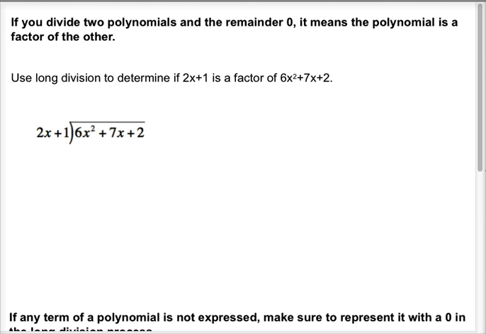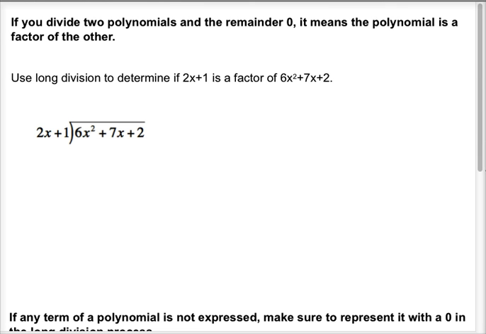Now, if you divide two polynomials and the remainder is 0, it means that the polynomial is a factor of the other. So, what this is telling us is if we got a remainder of 0, that means that it actually could have been factored. Now, you won't know until you're done with the process, though. So let's talk over what the process will look like for these two. So I want to use long division to determine if 2x plus 1 is a factor of 6x squared plus 7x plus 2.